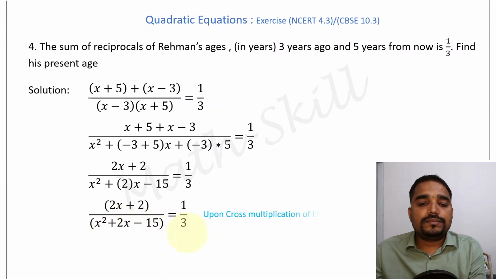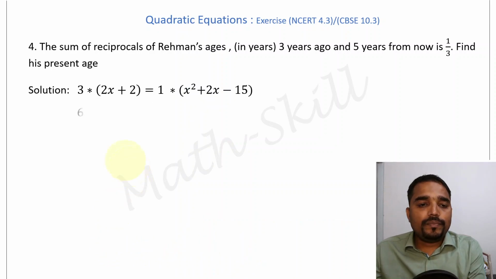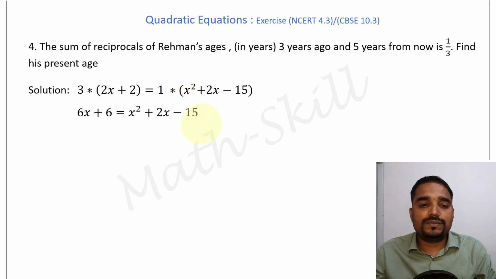That is, upon cross multiplication of LHS and RHS, we see that 3 into 2x plus 2 is equal to 1 multiplied by all the terms of the denominator, that is x square plus 2x minus 15. Therefore, 3 into 2x is 6x, plus 3 twos are 6, is equal to x square into 1 is x square, 2x into 1 is plus 2x, minus 15 into 1 is minus 15.